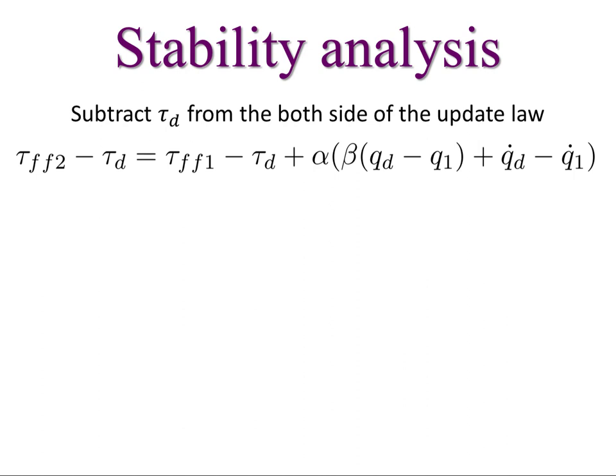Let's first subtract the torque required to generate the desired motion, tau d, from both sides of the learning law. Then we have terms on both sides for the errors between the feed-forward torques tau ff and tau d. We will confirm whether this error is reduced on each control trial.